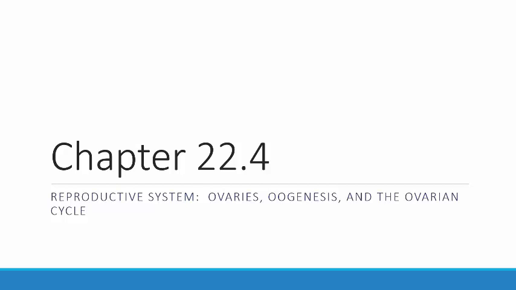Alright, so in this video we'll be looking at the ovaries, the primary structure of the female reproductive system, and the processes by which oocytes develop and prepare for fertilization. And then we'll talk a little bit about the ovarian cycle as well. So that is the plan.